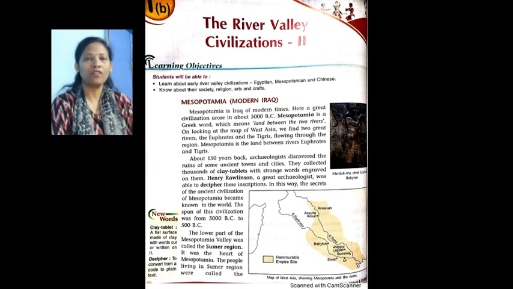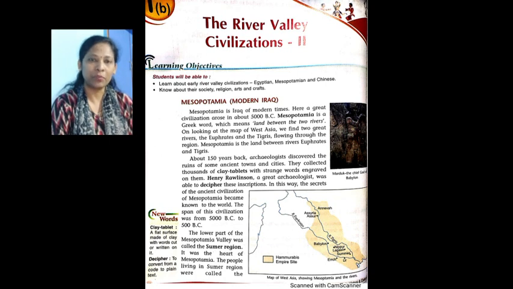Mesopotamia is Iraq of modern times. Here a great civilization took birth around 5000 BCE, which is known as the Mesopotamian civilization. Mesopotamia is a Greek word which means land between two rivers. And which were the two rivers? Euphrates and Tigris. In between these two rivers, this Mesopotamian civilization flourished.